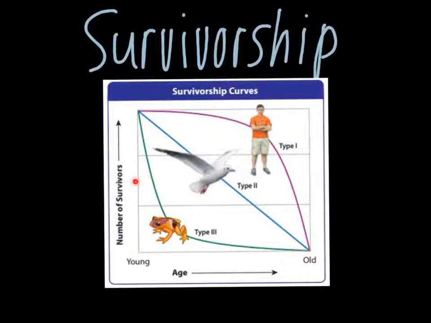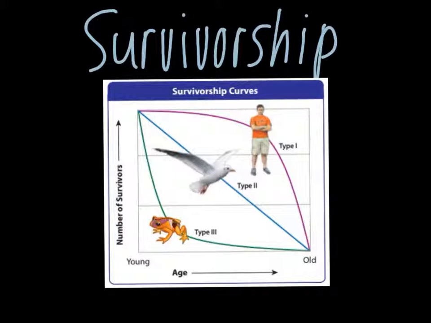And then as we move up, this shows number of survivors. So here we'd have a very low number of survivors. Up at the top, we have a very high number of survivors. So we'll look at each of these different types. Each type is represented by a species that shows that type of survivorship. So we'll talk about those examples, but I want you to understand that these are not the only examples. There's many things that would fall into the different types of survivorship. I'll give you some other examples as we move forward.